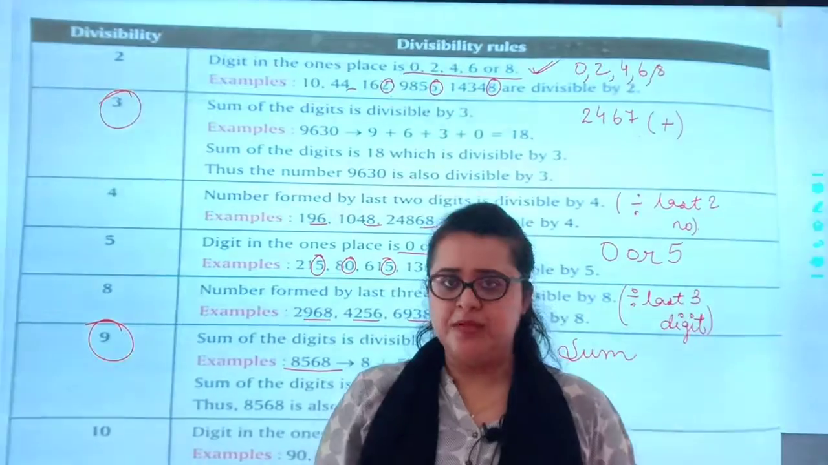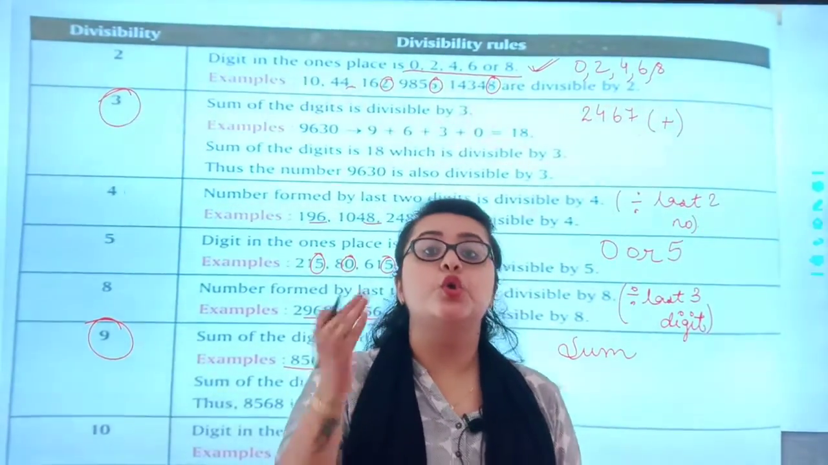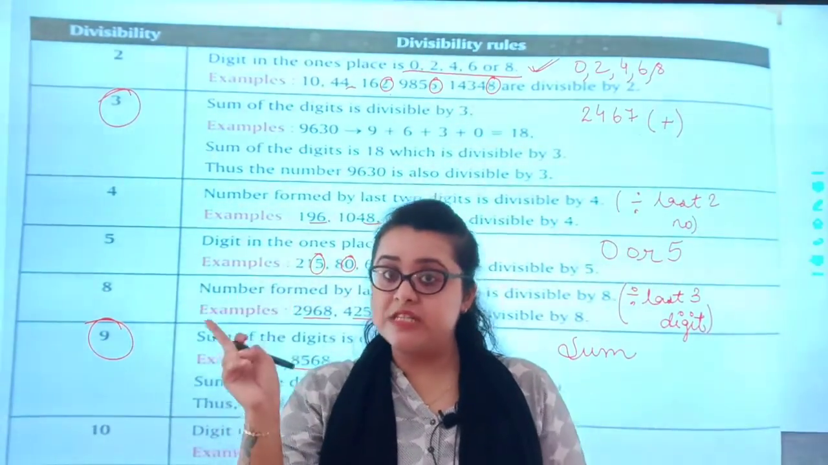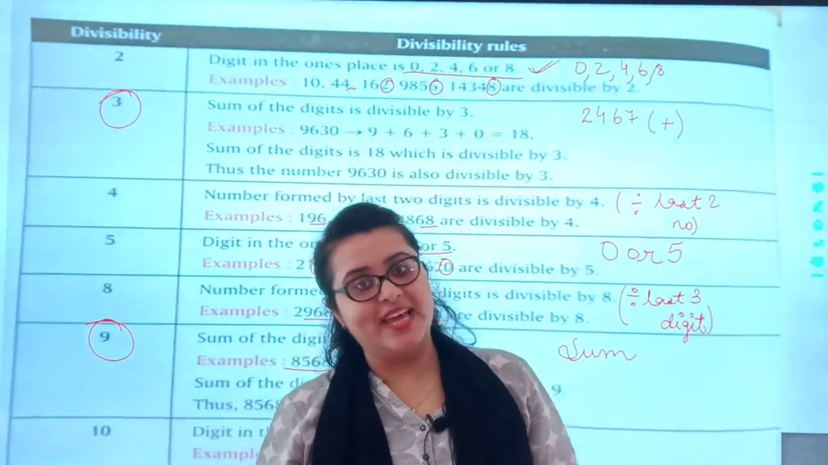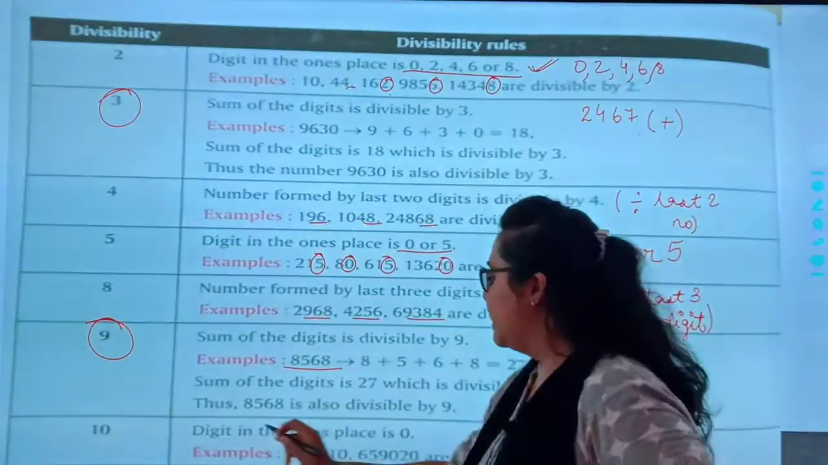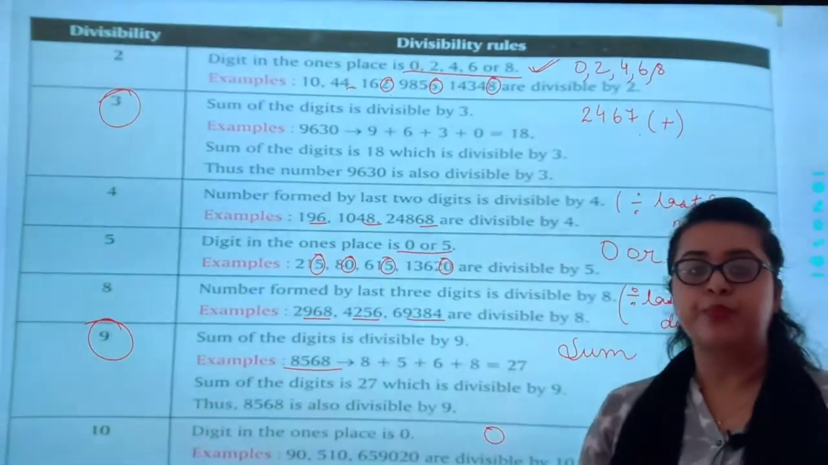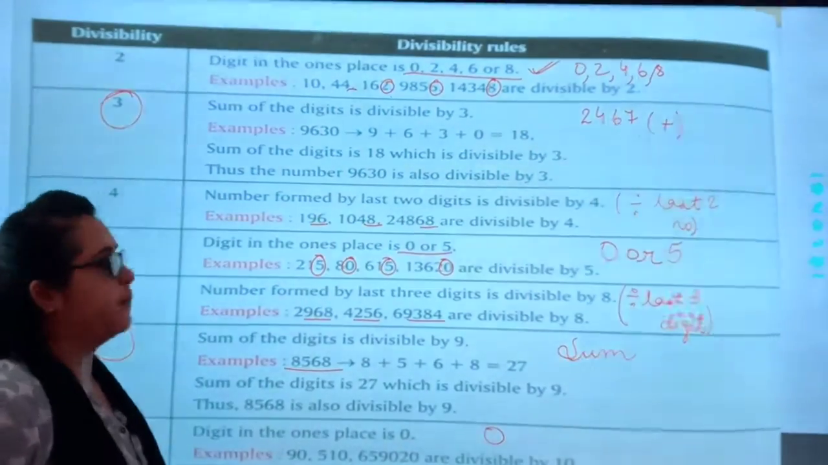If for example one number is given to you. Now what you will do? You will add it. And if the answer is divisible by 9 or 3, then it is divisible. Okay? Digit in the ones place is 0. In this case 0. Let's have a recall of this जो हमने इतनी देर में learn किया.